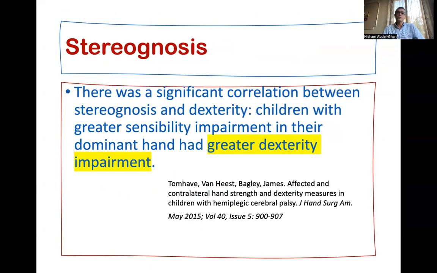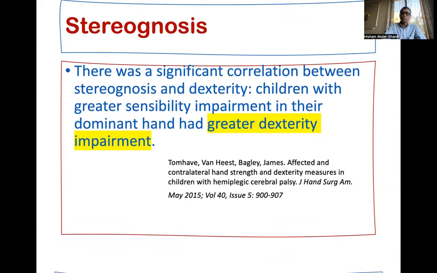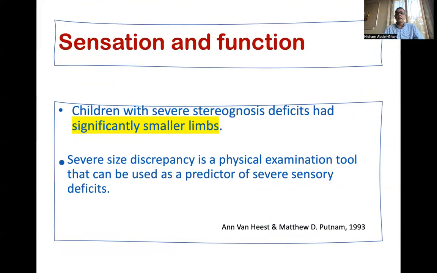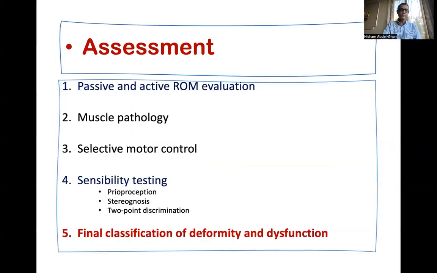And the more the degree of impairment of sensation, the more the impairment of dexterity, and dexterity is the ability to do tasks. And when we see a patient with severe atrophy and disuse atrophy of his upper limb or lower limb, we have to know that he has severe impairment of deep sensation. So deep sensation is very linked and very related to functional use of the limb.